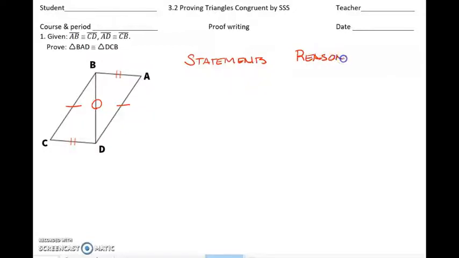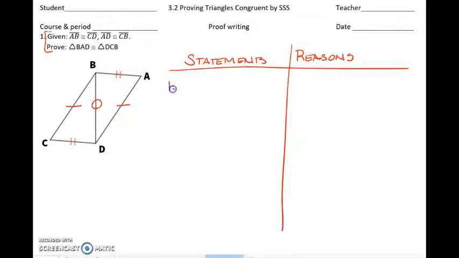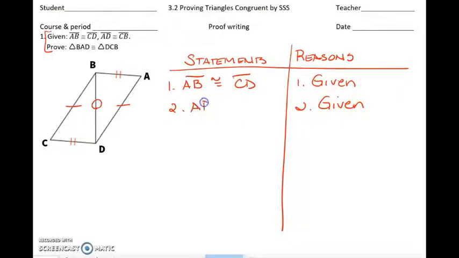So I begin my proof. If you're writing this on note paper, you would need to copy down the given in the proof statement, copy the diagram, and mark it. So I have segment AB is congruent to segment CD, and that's given. I'm also given segment AD is congruent to segment CB. Then, by the reflexive property, I can say that BD is congruent to DB.